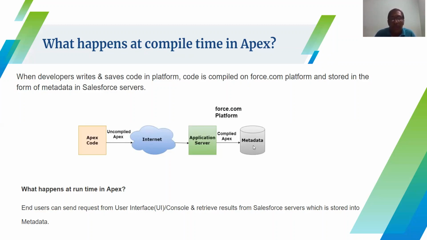What happens at runtime in Apex? The end user can send a request from the user interface or the console and retrieve the result from the Salesforce server, which is stored in the form of metadata. So the end user will connect to the application server through the internet. The code will be compiled, and after compiling, it is going to respond from the server. It is going to return the metadata, whatever data you expect, and that will be returned back to the client, right? So this is what happens at runtime.